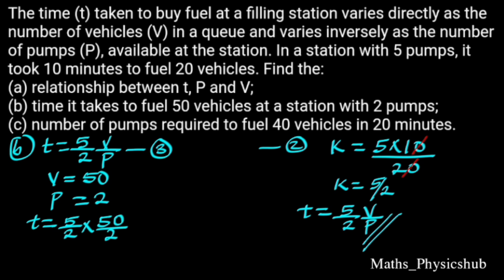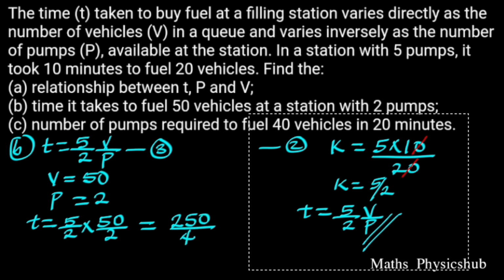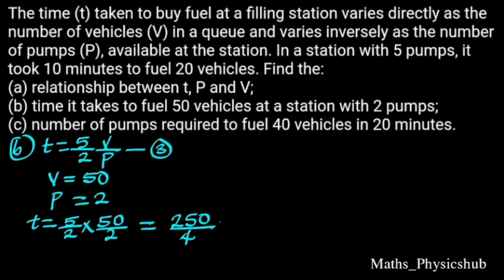On the numerator, 5 times 50 is equal to 250, and at the denominator 2 times 2 is 4. 250 divided by 4 is 62.5. Hence, the time it takes to fuel 50 vehicles at a station with 2 pumps equals 62.5 minutes.